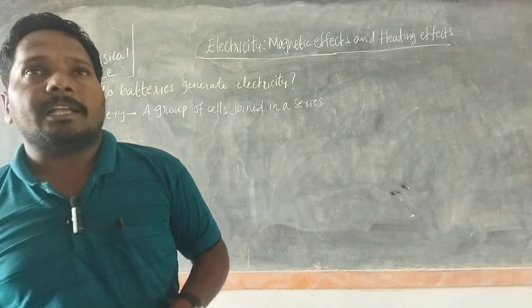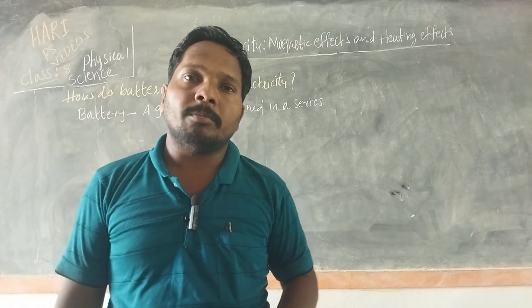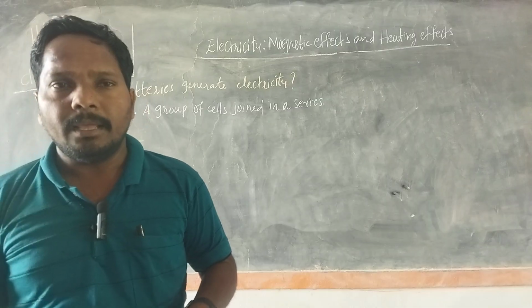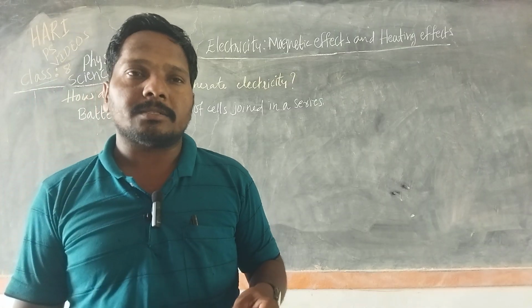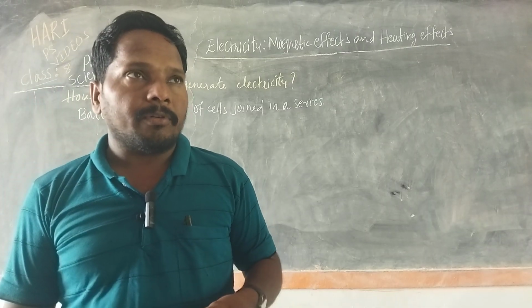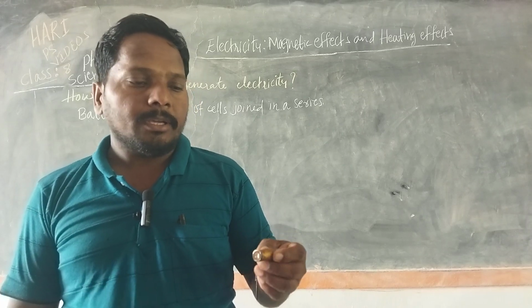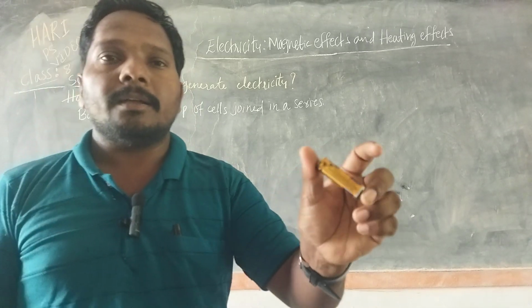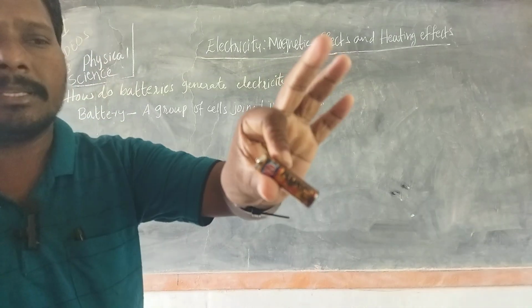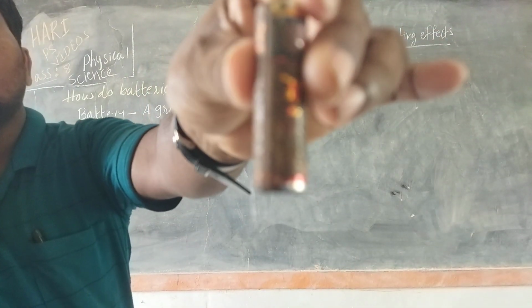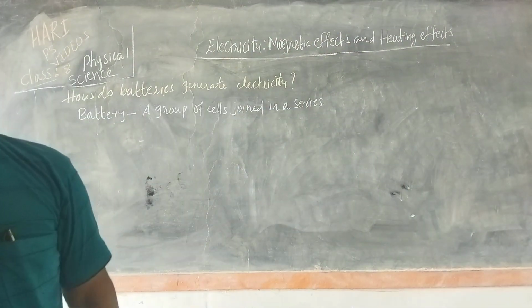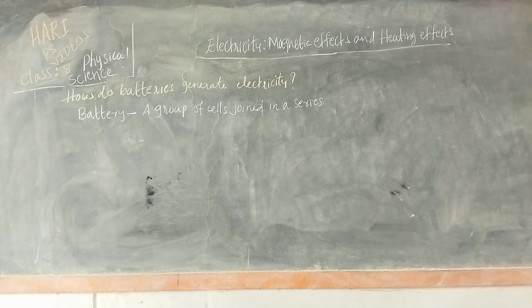For conducting science experiments, we are using a 9-volt battery, a high power battery, or in small torch lights, or for TV remotes, right? We are using a kind of cell. This is a cell or the battery. You know very well about it. No problem. Let us discuss.